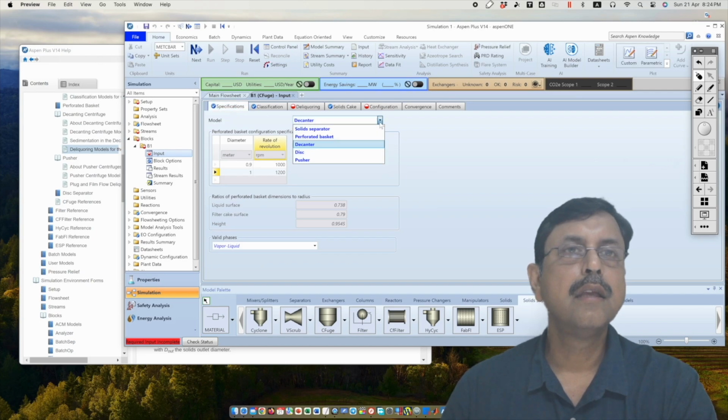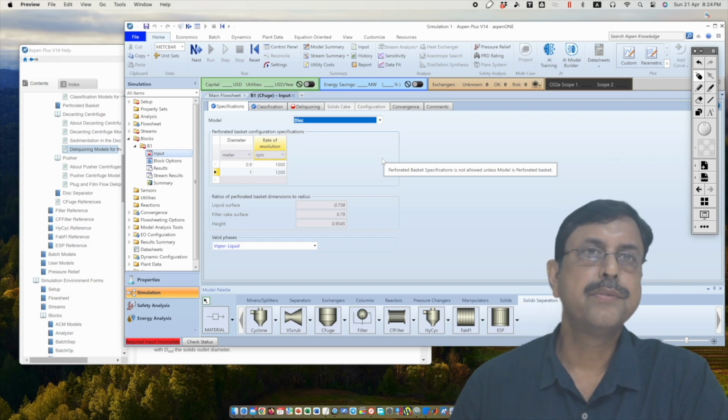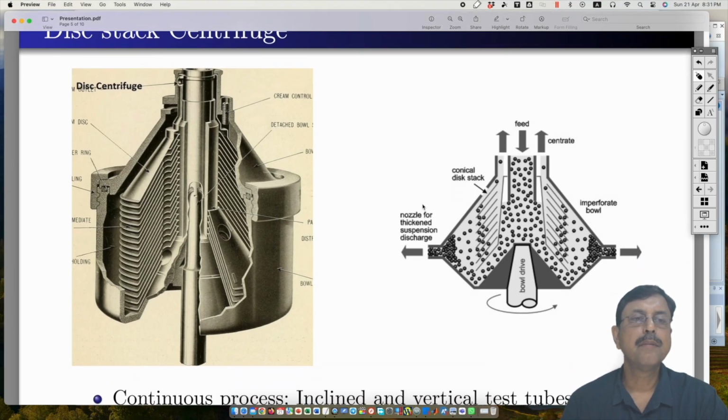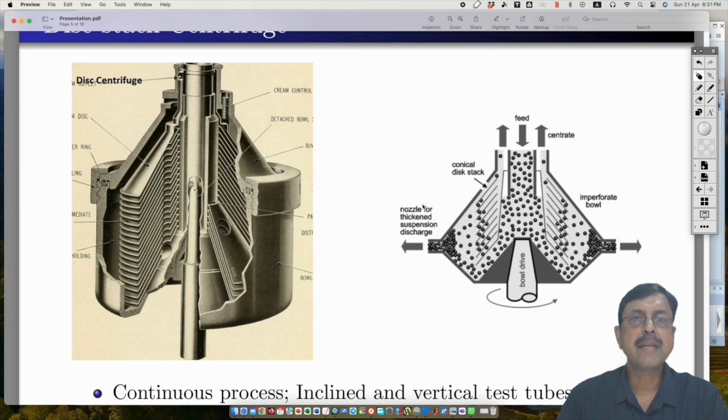And then next one is the disk type centrifuge. Now this is a schematic of a disk type centrifuge. It's a continuous process and its operation can be beautifully understood by a YouTube video where it has been explained with inclined and vertical test tube, that how an inclined test tube is more efficient for sedimentation of solid than the vertical test tube. So let us go to see the YouTube video first.